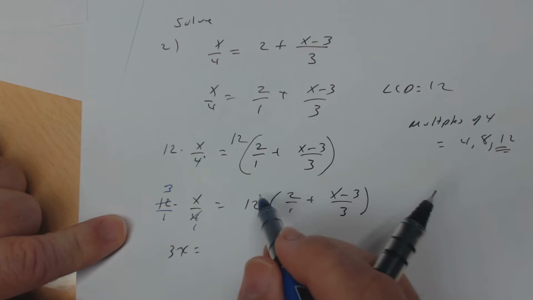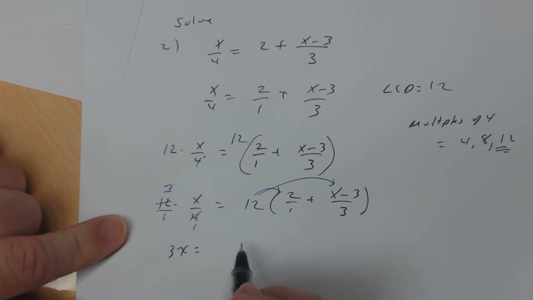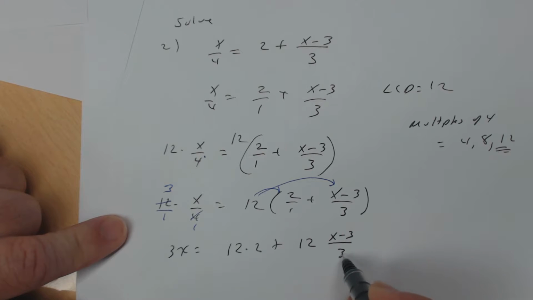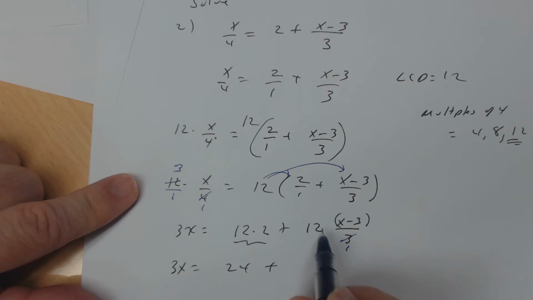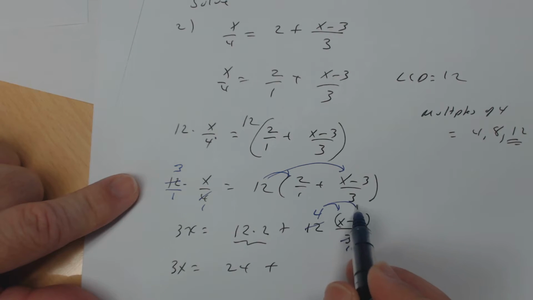Equal. Now over here, you're going to distribute. Now what I would do is write in that step. You're saying 12 times 2 plus, you're saying 12 times this fraction, x minus 3 divided by 3. Now remember, that's where you can put the parentheses there, because you have more than one term. All right, now let's simplify as much as we can right now. So that's 3x equal, that's going to be 24 plus, now over here, I'm going to reduce. I want to clear this fraction. Remember, you want ones there. 3 into 3 is 1. 3 into 12 is 4. And then you're going to distribute the 4.